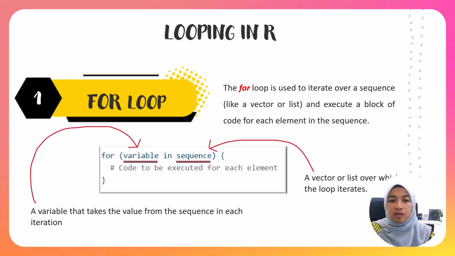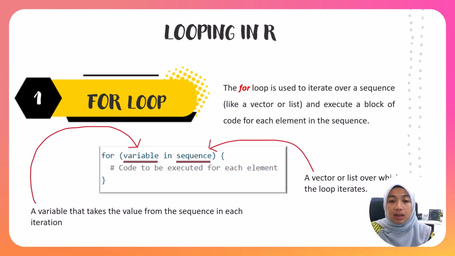So what is a for loop? The for loop is used to iterate over a sequence, like a vector or list, and execute a block of code for each element in the sequence. You can see here the example for the for loop.